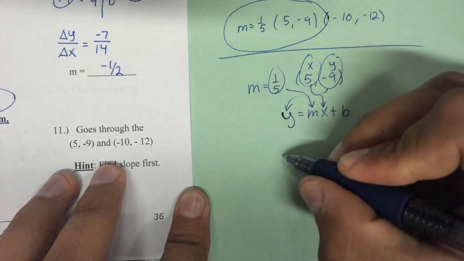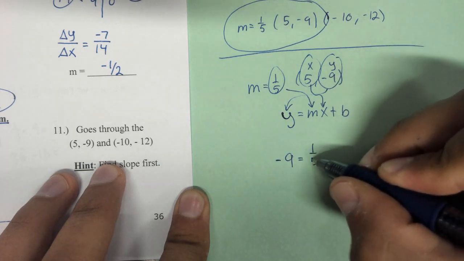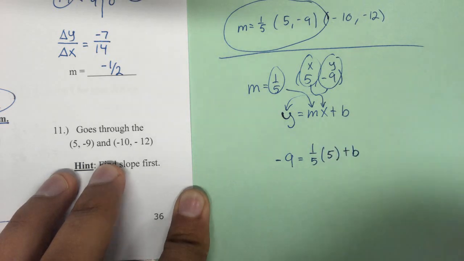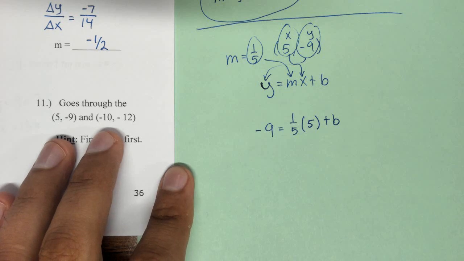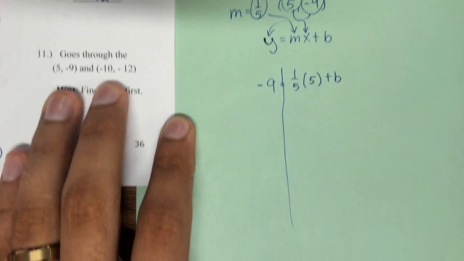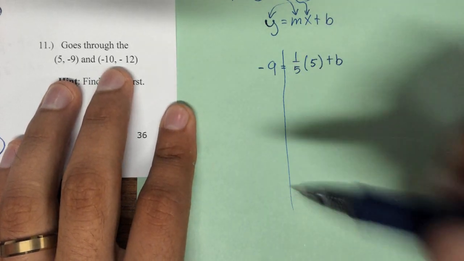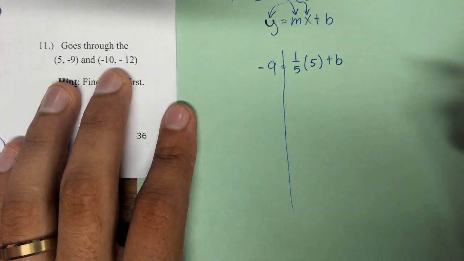Okay, I rewrite my equation. Now I have -9 is equal to 1/5 times (5) plus b. Okay, so that's what my equation turns into. Okay, now we're going to solve. When we solve problems like this, it's always 2 steps. Again, when we solve here in high school, we draw that line down our equal sign, helping us distinguish which side of the equal sign we're on.